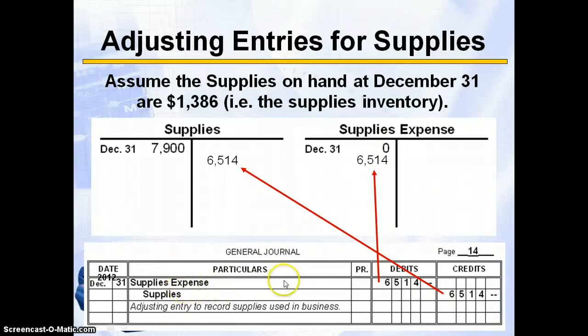Our supplies expense is going to be debited by $6,514 because that's the amount of supplies that were used throughout the fiscal period. And our supplies account, our asset account, is going to be credited for the same amount because that's how much our supplies, our assets, are decreasing because this is how much supplies we actually used throughout the fiscal period. And what we have remaining is the $1,386 worth of supplies. When we write a little explanation, the only thing that needs to be written is adjusting entry to record supplies used in business, as our little blurb to define what has happened.